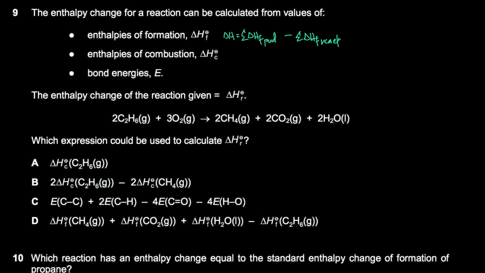Now here, if you look at option D, right, you might think that's the answer, but that's not the answer. The reason why is because here you would have to take the stoichiometric coefficients into account, right? Because here we have 2 moles of methane. So when we talk about the enthalpy of formation of the products, we have to do 2 times the formation of methane plus 2 times the formation of carbon dioxide plus 2 times the formation of H2O, because we have 2 moles of each of these. Then we have to subtract 2 times the formation of ethane, right?